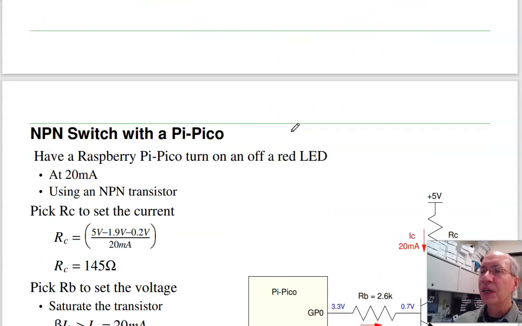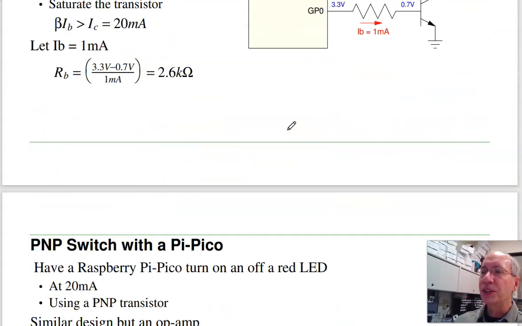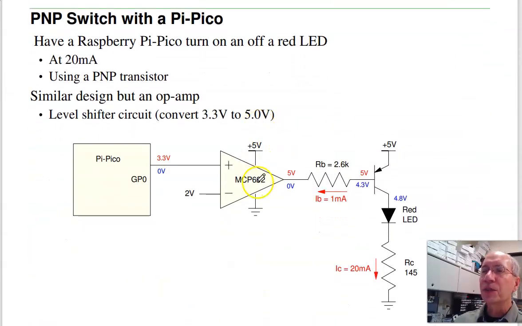To turn off a PNP transistor, I need a level shifter. This is a circuit from last week. What the level shifter circuit does is 0 volts in gives you 0 volts out. 3.3 volts in gives me 5 volts out. Now that I have 5 volts out, it's the previous design. So this is just the one change with the Pi Pico. I need to bump up the voltage from 3.3 volts to 5 volts. Then the PNP transistor works the switch.